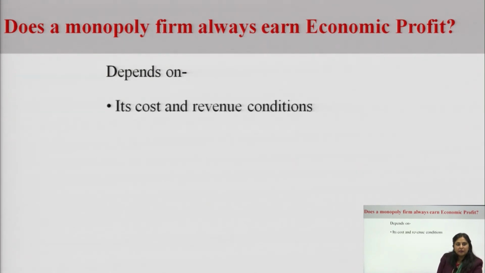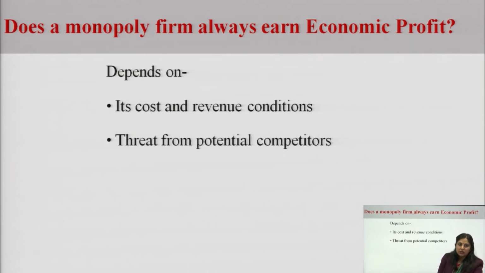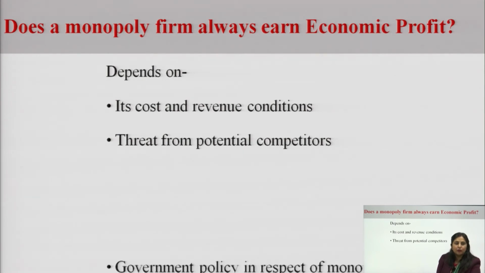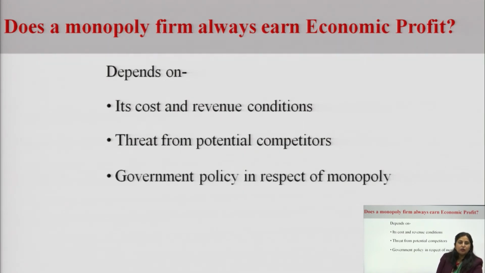On what factor does it depend? It depends on the cost and revenue conditions. It depends on the threat from potential competitors. If there is a threat of potential competitors entering the market, then the revenues would change, and there may be chances of losses. What kind of changes in government policies are being proposed? That is also a kind of threat to the monopolist seller. So, a monopolist seller generally has supernormal profit because it is the only seller in the industry, but it is not necessary that it has only profits.